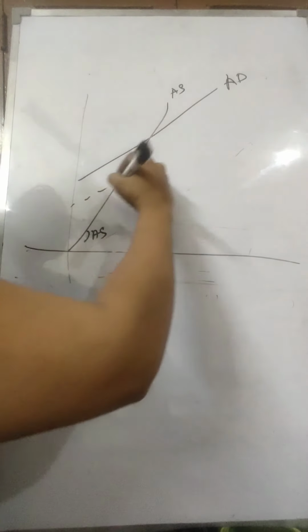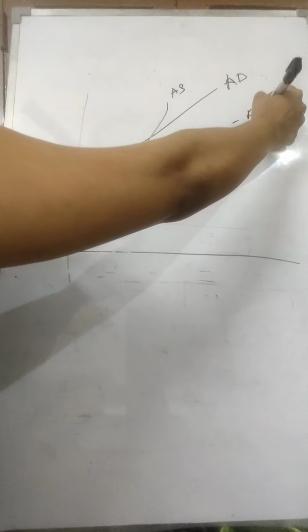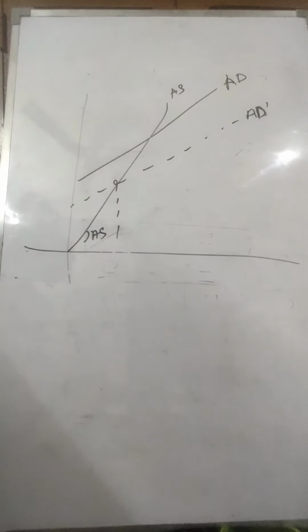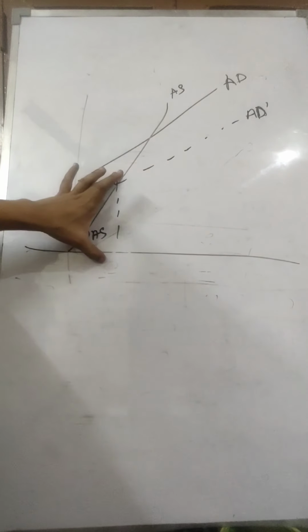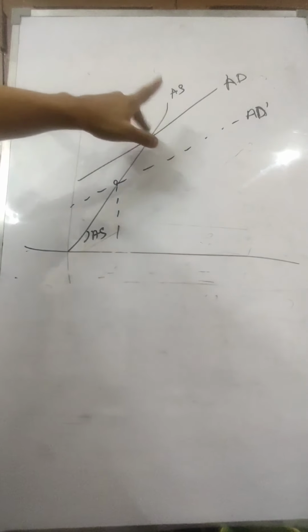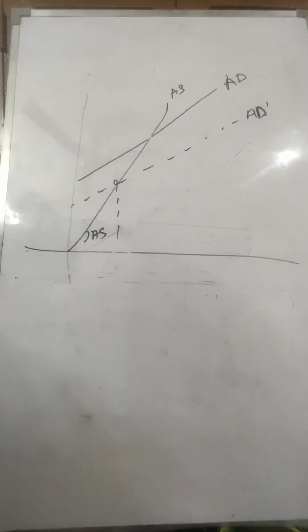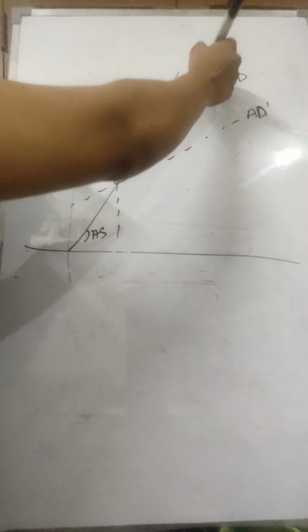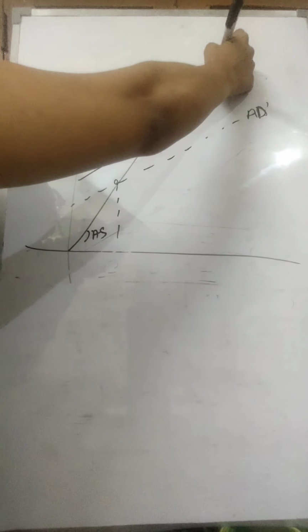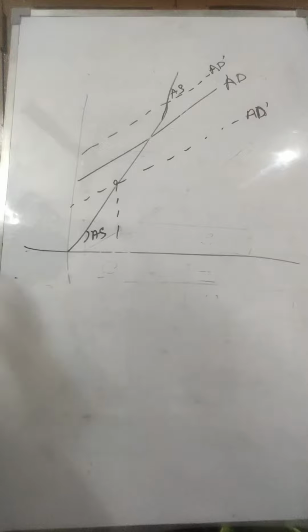But if my economy is working somewhere under my efficiency, that is AD dash, then my equilibrium will be determined at this point. So this is my equilibrium level of under efficiency, or I can say underemployment, and this is my full employment level of equilibrium. If my economy is overemployed with people, then what will happen? My curve will be somewhere here, above my full employment level, at AD dash. So this is underemployment and overemployment.